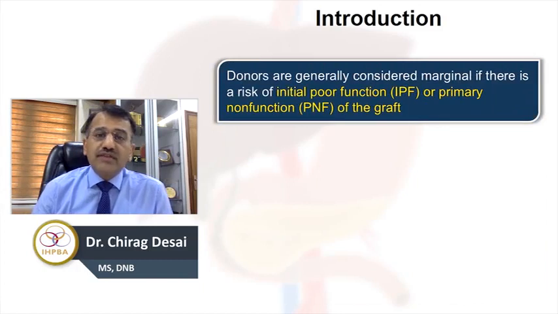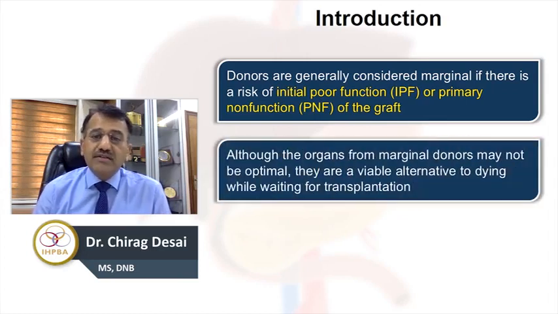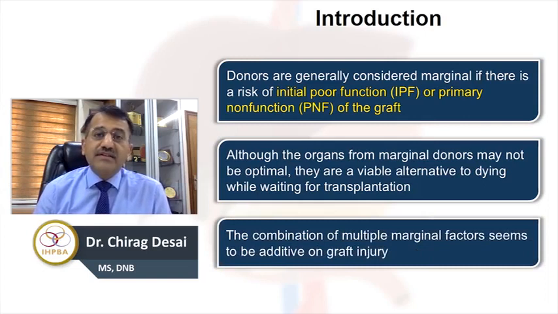Donors are generally considered marginal if they are likely to cause initial poor function or primary non-function of the graft. Although organs from marginal donors may not be optimal, they are a very viable alternative for transplant. It is better to take a little bit of risk rather than die on the waiting list waiting for a suitable liver. The combination of multiple marginal factors seems to be additive, and this knowledge is very important. Hence, when we consider a particular donor for transplant, we have to take into account all the factors, and then decide whether that liver can be used or not.